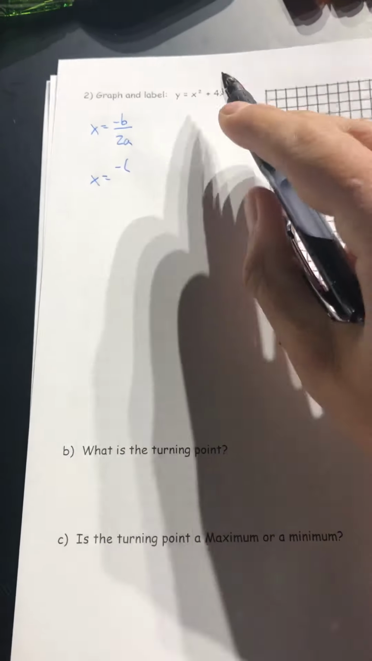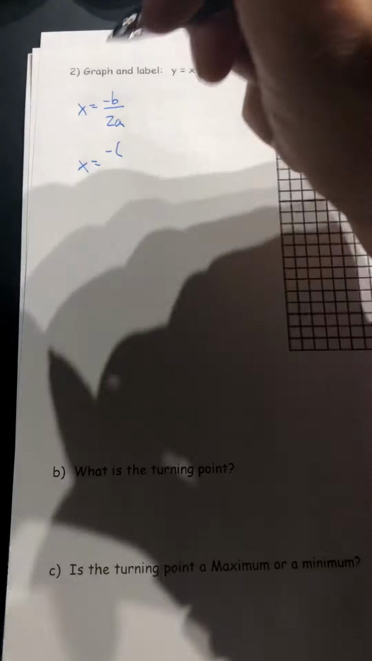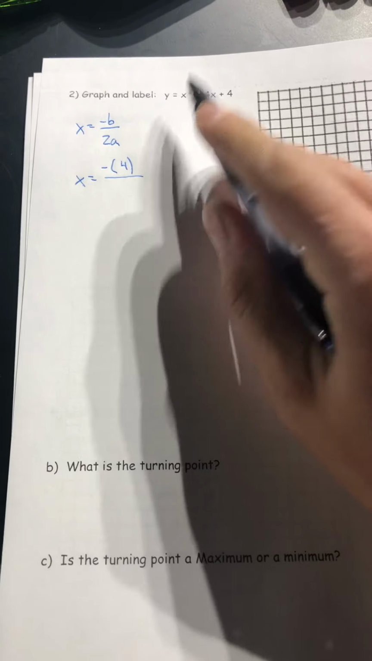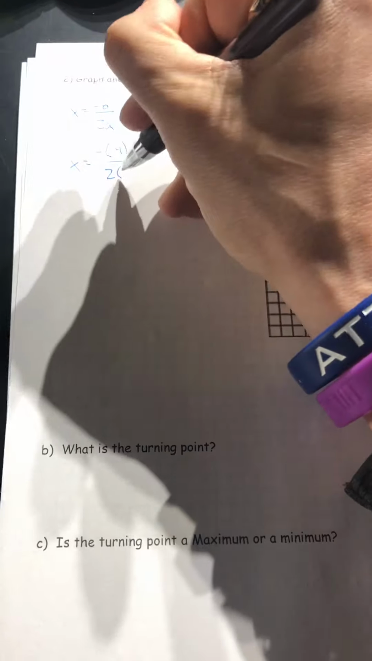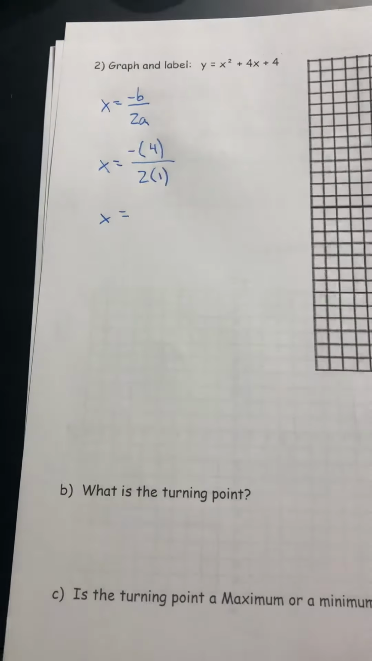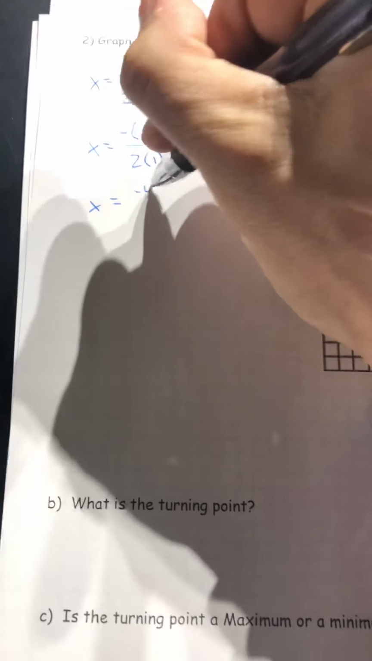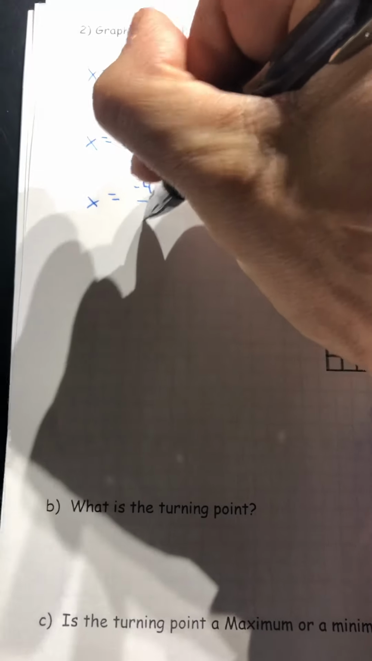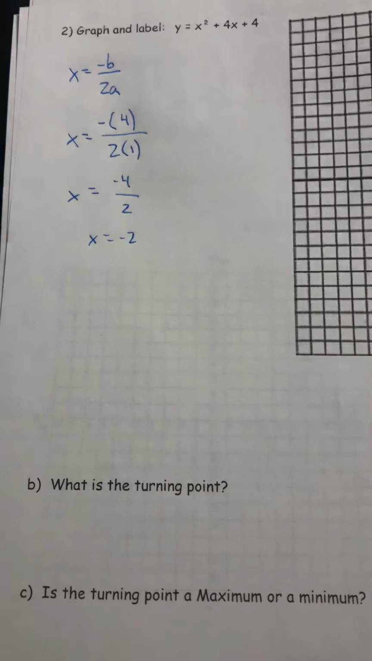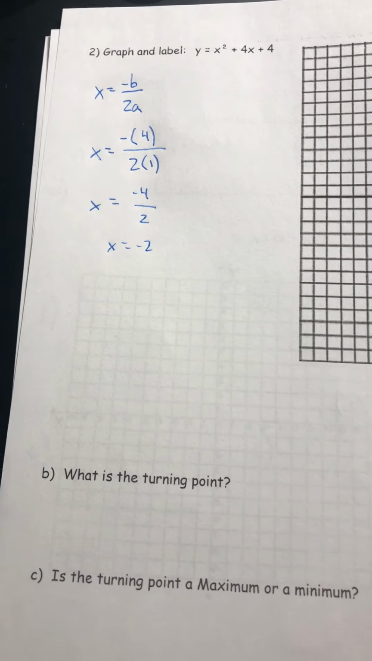Our b value is the number attached to x, which is 4. As we know, our a value is the number in front of x squared, so that's 2 times 1. So now we're going to simplify. So negative 4 over 2 times 1, which is 2. That simplifies to negative 2. Now we have an integer value, which means we can go right to the calculator.